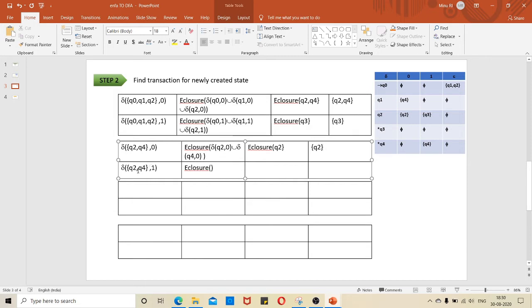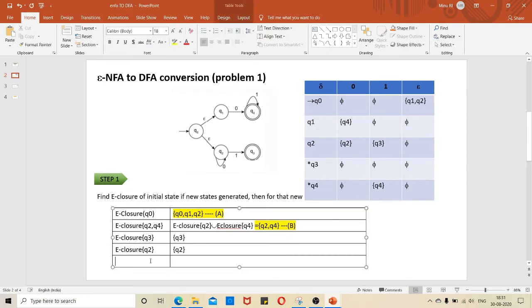Okay. So now Q2, Q4 with respect to 1. The same transition with respect to 1: we are going to find Q2 with 1 input and Q4 with 1 input. So Q2 with input 1 goes to Q3, and here it goes to Q4. Q3, comma Q4. So it is epsilon closure of Q3, comma Q4, which is a new state, I think. We haven't found it again.